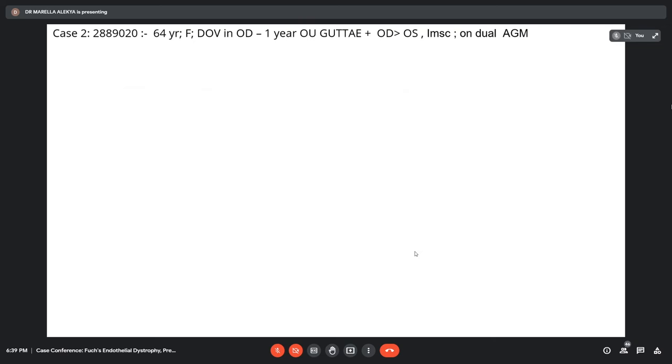A 62-year-old female came with complaint of diminution of vision in right eye since 1 year. On examination, both eyes have guttata, right greater than left, and she is on dual agents.